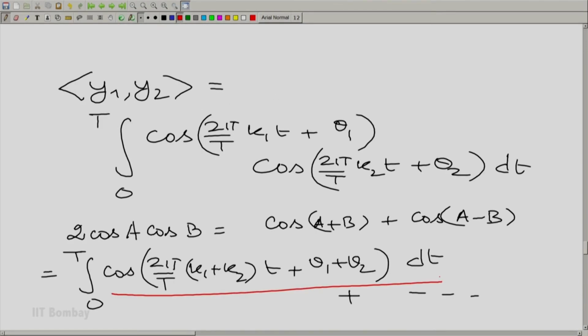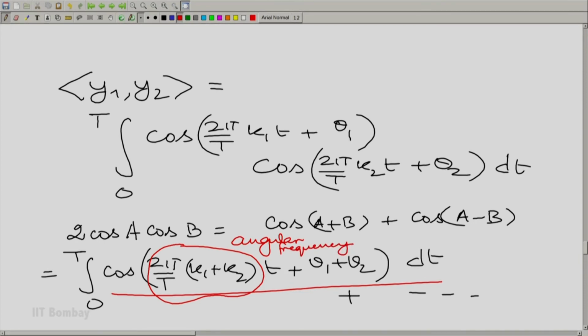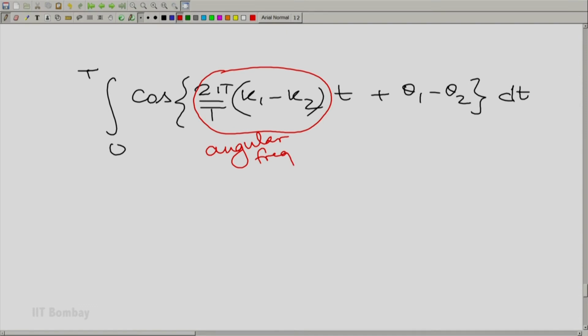This term is essentially the integral of a sinusoid of angular frequency 2 pi by T times (k1 plus k2). This is the angular frequency here, and this is the angular frequency in the next one. Now, it is very easy to understand these two integrals. You have a finite number either for angular frequency 2 pi by T into (k1 plus k2) or for angular frequency 2 pi by T into (k1 minus k2). If k1 plus k2 or k1 minus k2 are not 0, that means you have a finite number of cycles of the sinusoid. You see, k1 plus k2 and k1 minus k2 are respectively the number of cycles of that sinusoid which are completed in the interval 0 to T.